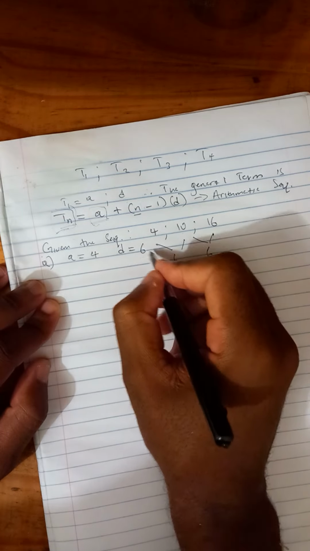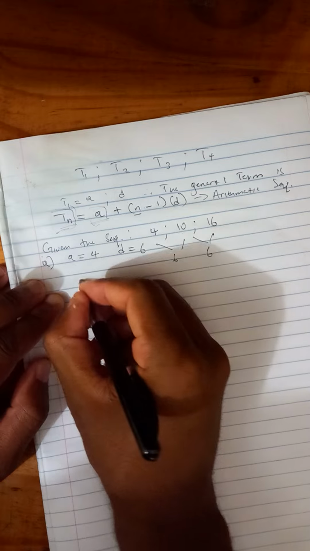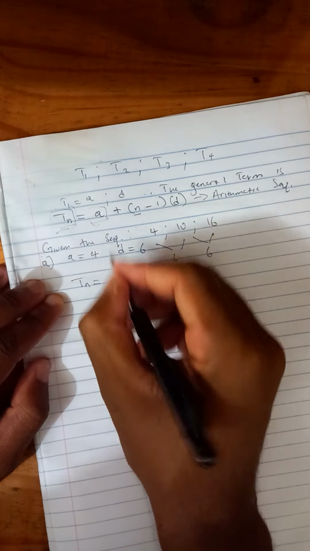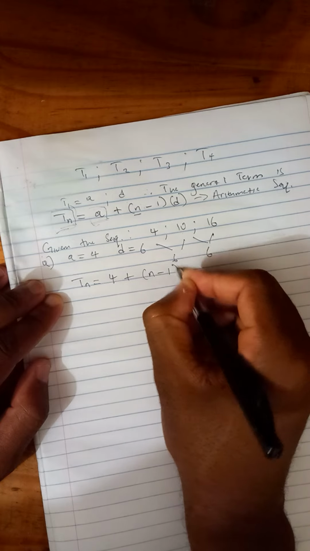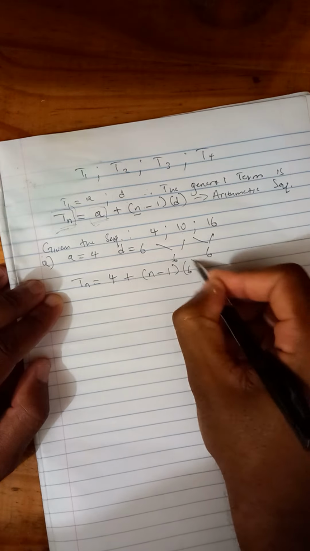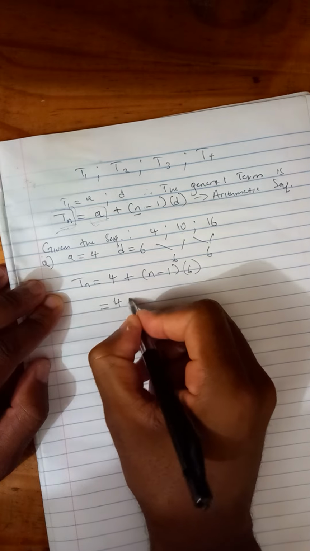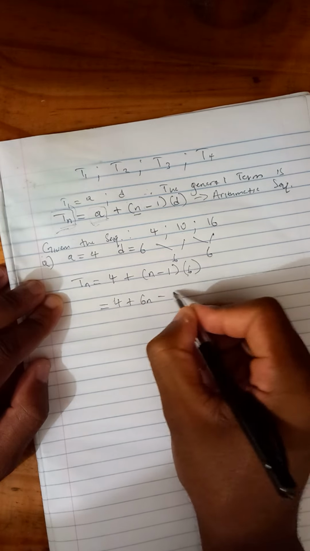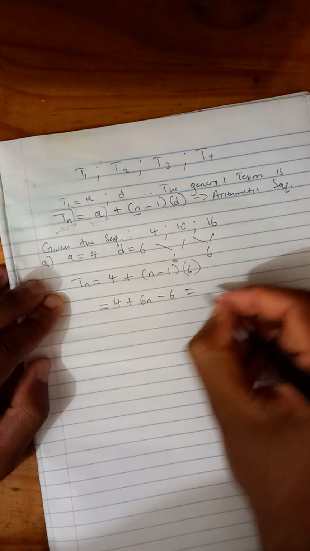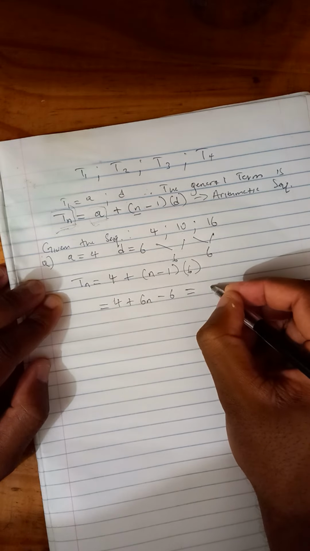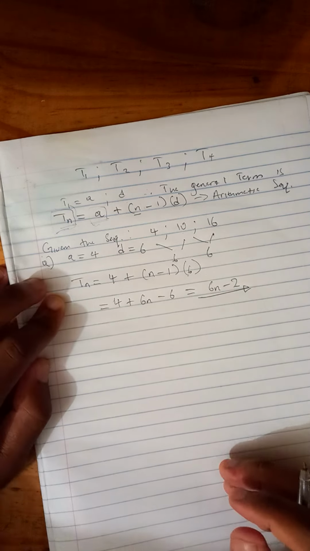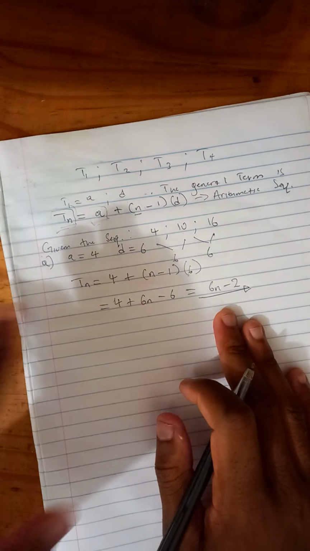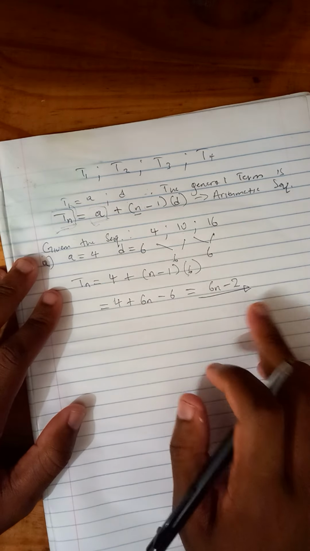So you already know what the value of a is and the value of d is. Let's just substitute this into our general term. So Tn will be 4 plus n minus 1 times our difference, 6. So we have 4 plus 6n minus 6. Therefore, our general term will be 6n minus 2. This is the formula for the nth term of the sequence.